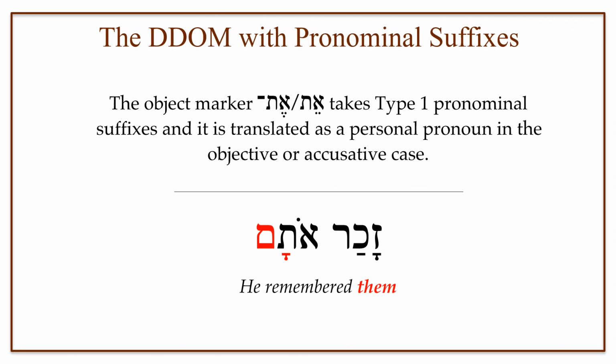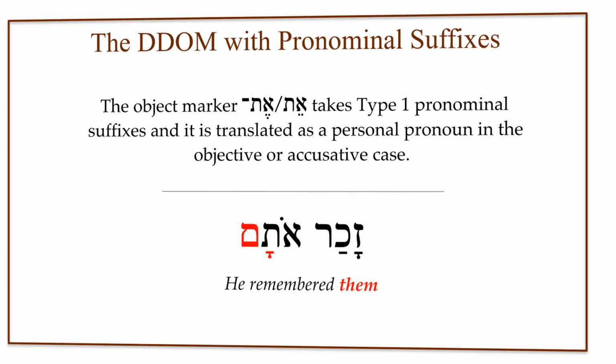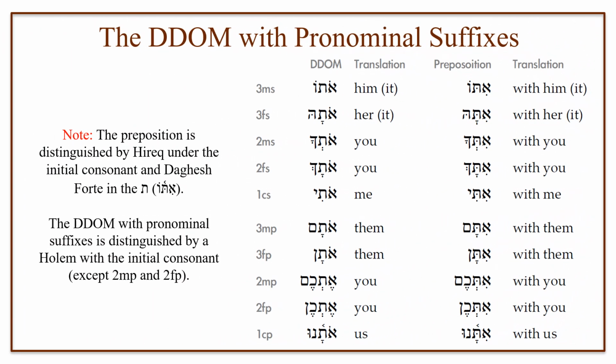So et is the definite direct object marker. As we mentioned before, with pronominal suffixes it becomes a basic pronoun. So this is the word he remembered, and now this has become the word them. He remembered them. Here are all the forms of what these pronominal suffixes can look like with the definite direct object marker. So you can take note of that.